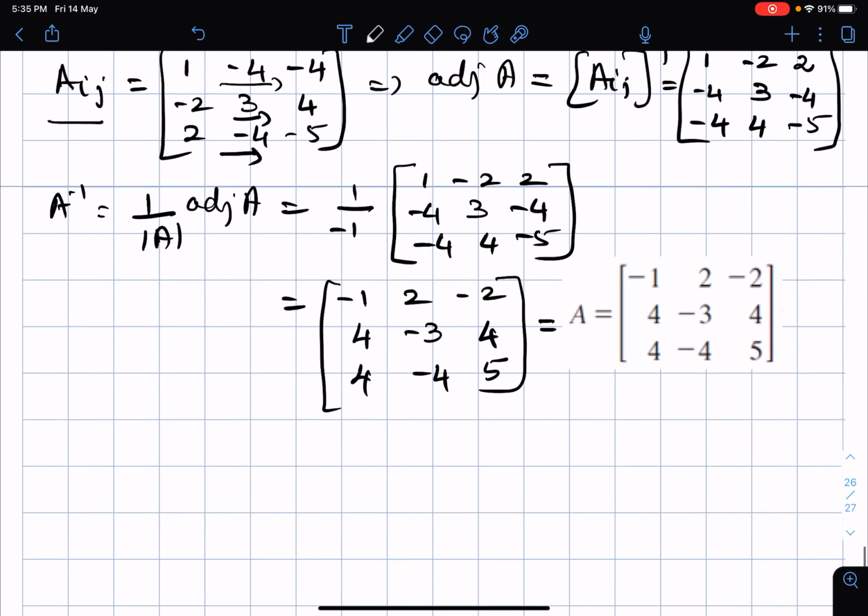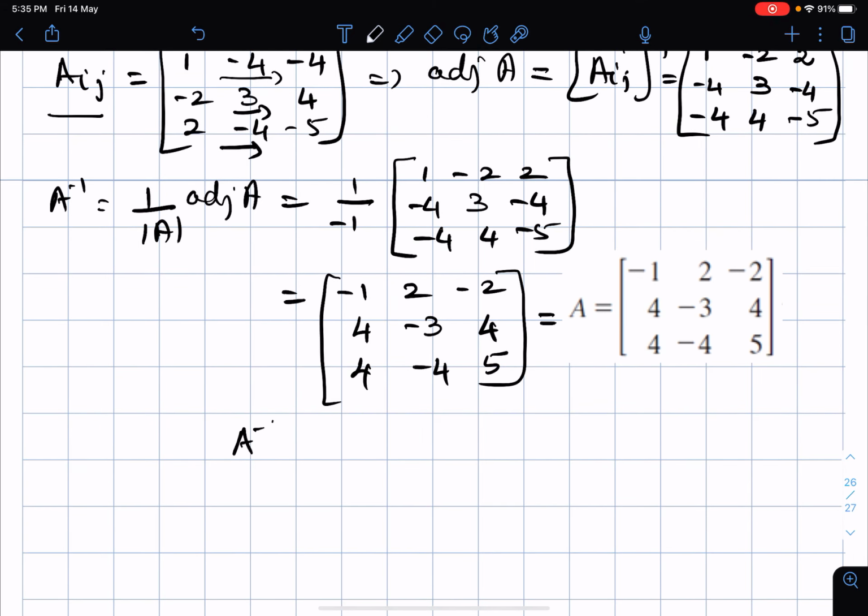So from this, what you have proved is A inverse equals A, verified. Or you can write proved. You can write it as hence proved. Therefore A inverse equals A, hence proved. Okay, that's the answer. Thank you.